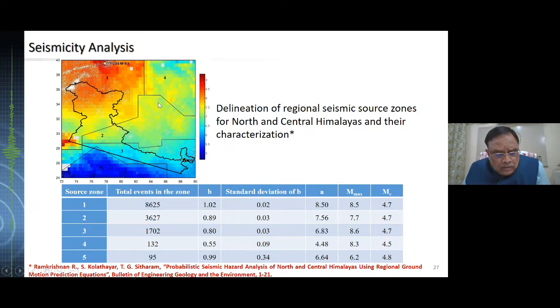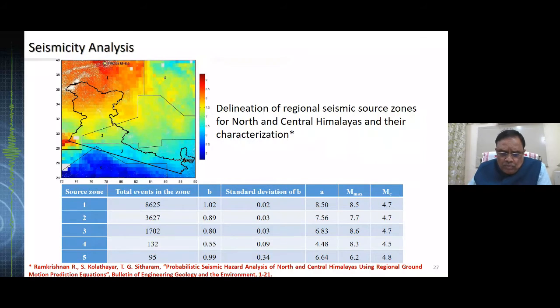Like that we have done, where the parameters A and B depict the productivity of a volume and the slope of the frequency magnitude distribution, respectively, which represent the seismic activity and relative size distribution of earthquake events in the region. That is Gutenberg-Richter 1956. Then we followed DSHA, a rather straightforward approach using the seismic activity and geologic setting of the site to identify the largest earthquake each source can produce irrespective of time. This largest possible earthquake related to a source from the history and tectonic action is called the maximum credible earthquake.